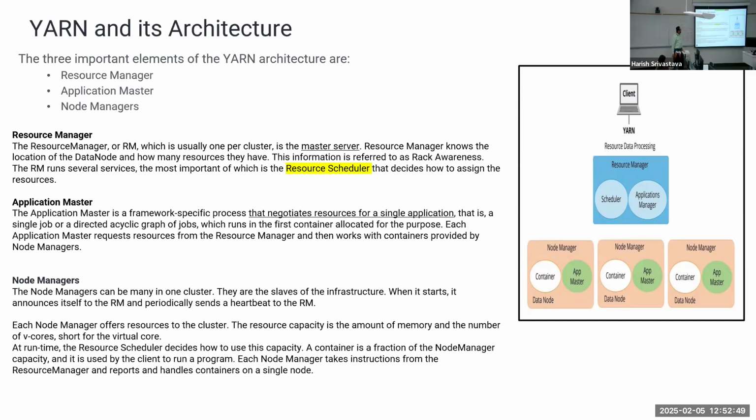Which runs on the first container allocated for the purpose. So whenever a job is assigned to the application master and it negotiates with the resource manager for the resource, it takes whichever resource it has been assigned, gets the first container, and allocates the job to execute there. Why is it the first container? Any idea? Why not second, third, fifth, 10th?